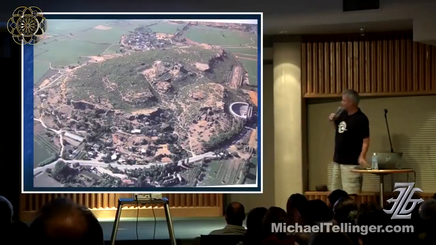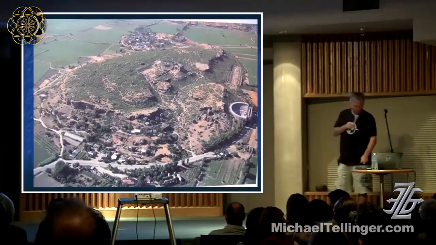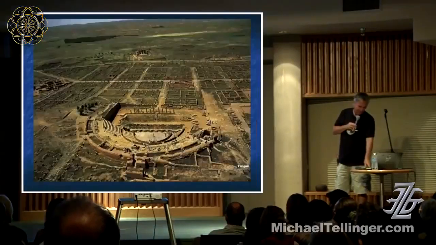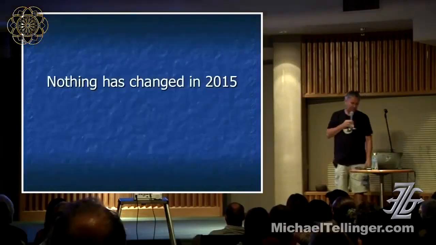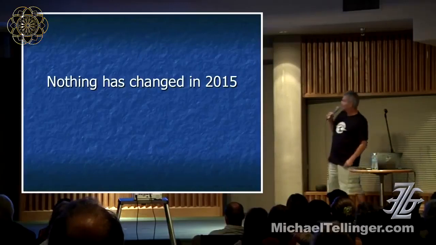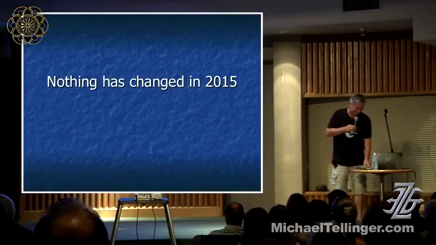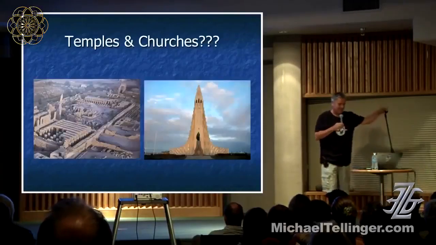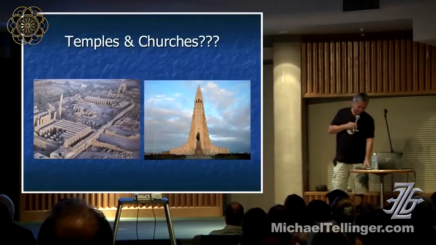There's another one. The circuit board was on top of the mountain, and the source code for it was the amphitheater on the side. Here's another amphitheater right in the middle of a circuit board. This is in Algeria, North Africa. And since 2015, this shows you, I should update this. Nothing has changed in 2017. The temples have just become churches.